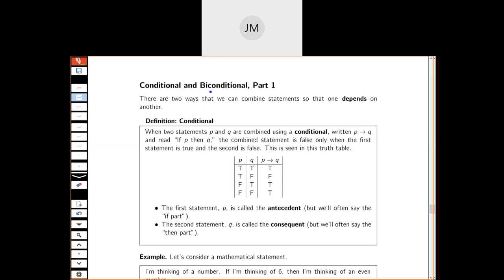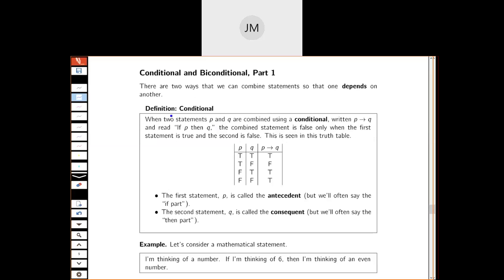When we look at conditional and biconditional, the statements are going to depend on one another. So let's look at the first one, the conditional. When I have two statements P and Q, what we can do is write this as P arrow towards Q, and we read it as if P then Q. Okay. So sometimes we can refer to a conditional statement as an if-then statement.